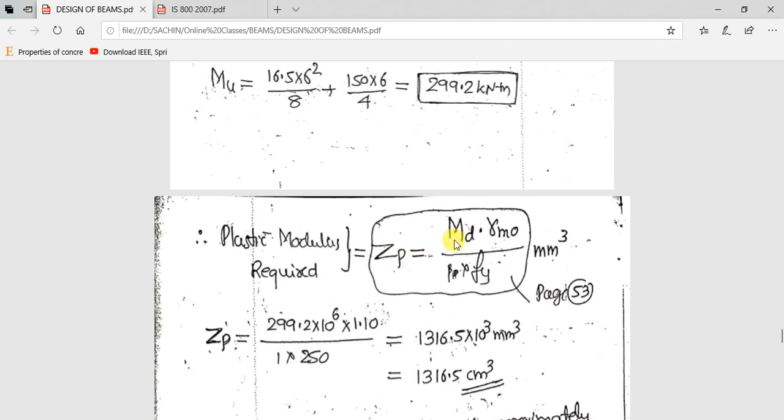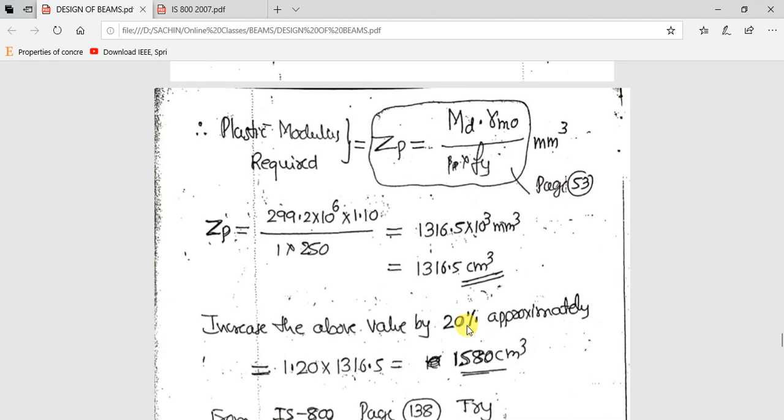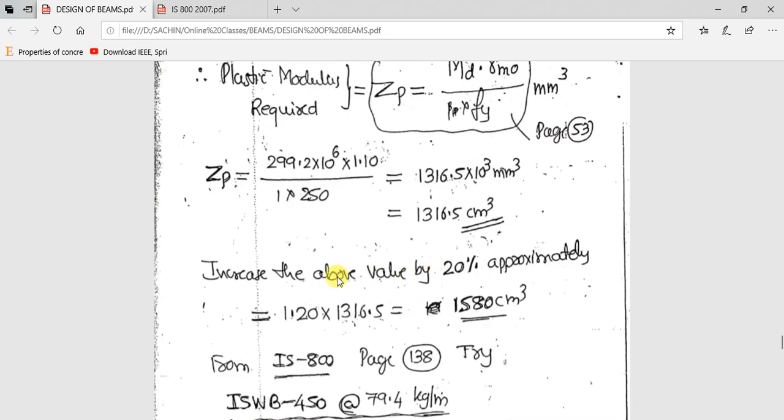So MD you are aware, we will be substituting this value now. The gamma m0 is 1.1. Assuming that it is a plastic section, so beta will be 1, Fy is 250. So ZP you will be getting this much, and in centimeter cube it will be 1316.5. So we will increase it by 20%. So the required will be 1580 centimeter cube.